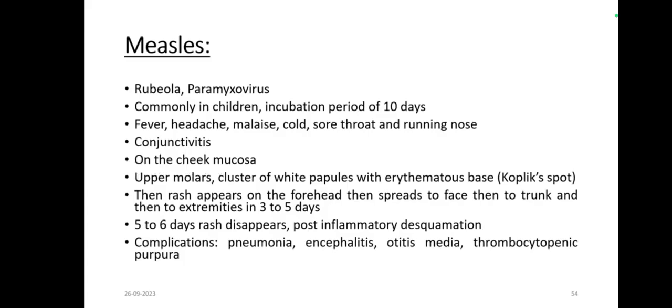The child will usually develop the lesion on the face or on the trunk. Once that is decided, we have to be very careful. We can manage it very well, but the only thing is that we should not allow the child to go to the further stage like pneumonia or encephalitis.